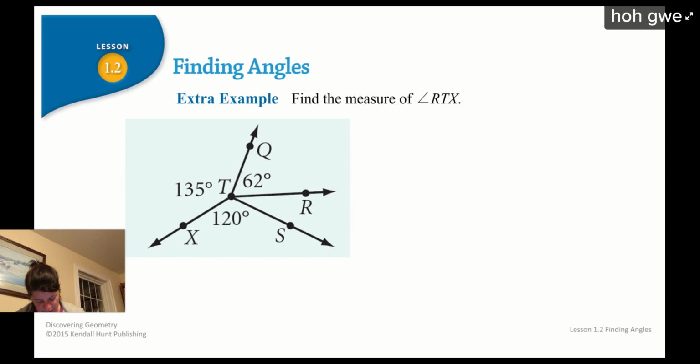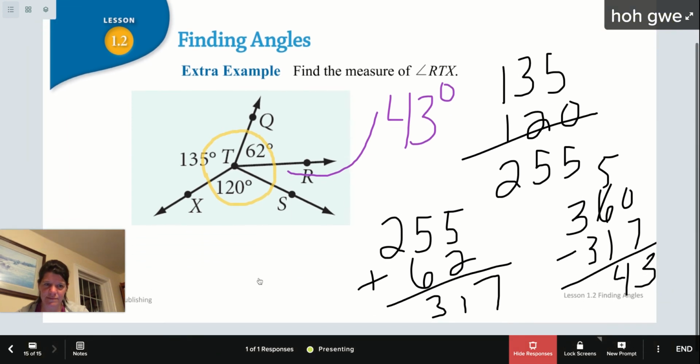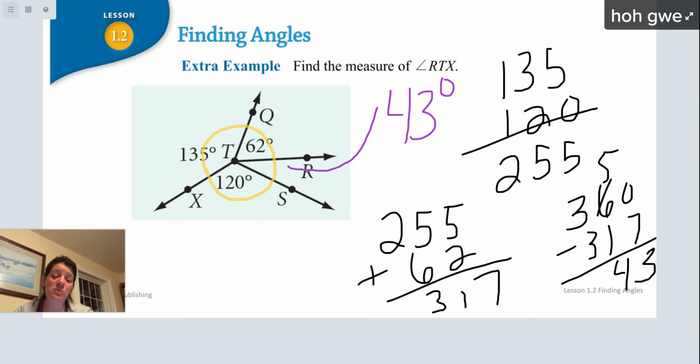So this angle is 43 degrees. There's my work. Sorry, I'll explain this again. So basically what I did is I added up those three angles that were given to get 317. And then I took 360 minus 317 to get the missing angle that's there to give me 43 degrees.